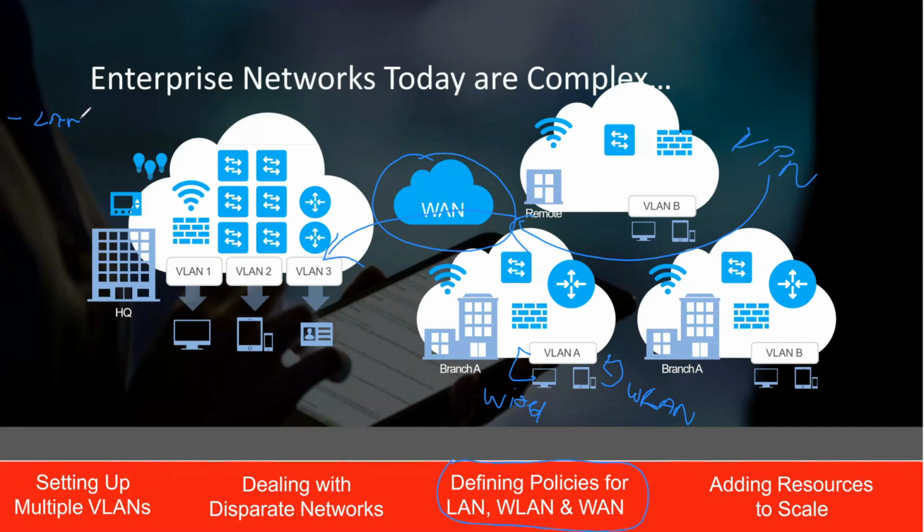Now, first comes the LAN team. Next, you have the WAN team. Next, you have the security team. Next, you have the perimeter security team. You have the endpoint security team. There are so many different types of teams. Again, I forgot there is a separate wireless team as well. In my recent organization experience, they had a separate team for managing the wireless part. Difficult, right? And again, adding resources to scale.